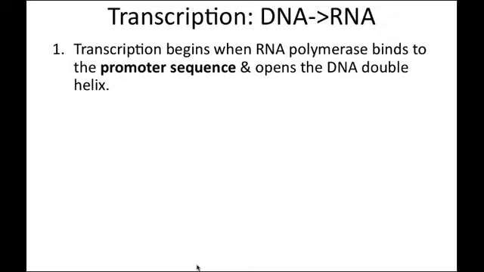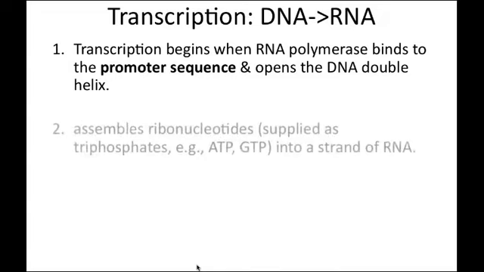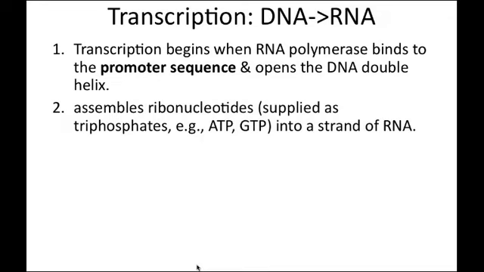So when we look at this in a very short description of it, the transcription begins with the RNA polymerase binding to a very specific sequence of DNA. We call this the promoter sequence. Okay, this helps open up that DNA double helix, and it's going to assemble or produce the new type of RNA by putting in the correct bases.